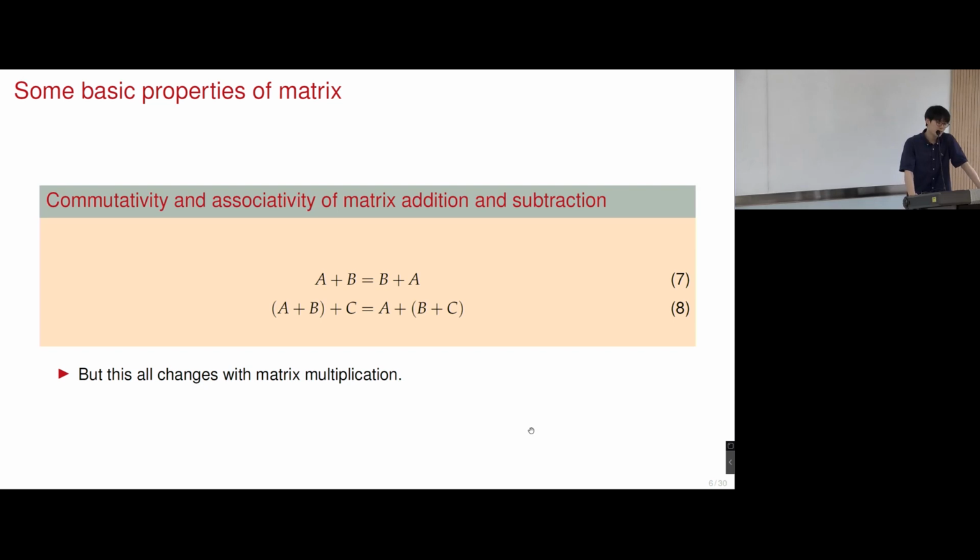But unfortunately, matrix addition and subtraction are very easy to understand, but this all changes with matrix multiplication. So if you're not familiar with it, it might puzzle you because it's a concept that's kind of different. It's less intuitive.